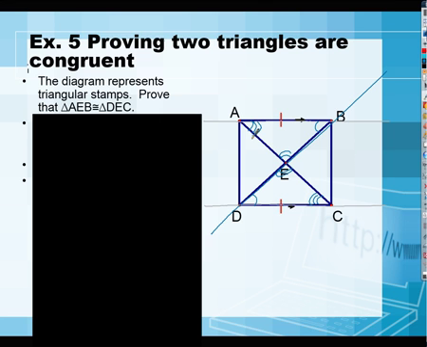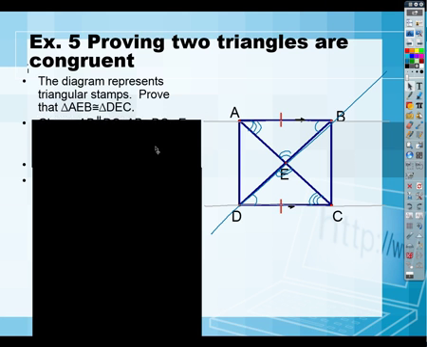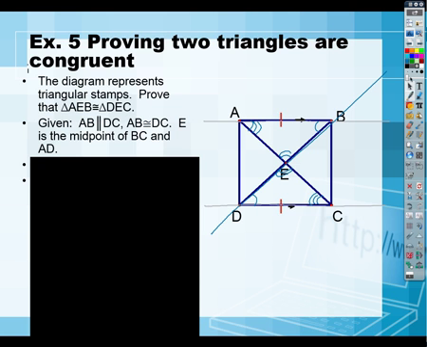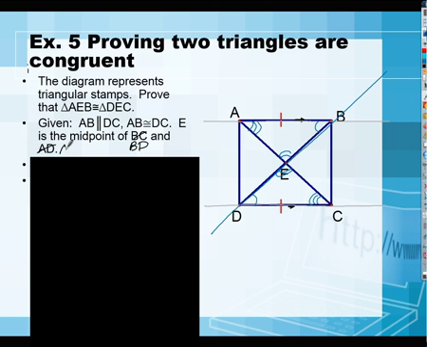Now the sides might be a little trickier. Now they tell us something else here that maybe I forgot to tell you. Okay, they're giving us some information here, and this is an important thing. They're telling us that point E is the midpoint of BC and of AD. Whoops. BD. Should be BD and AC. That's messed up, isn't it? Okay, so this is supposed to say BD and AC.